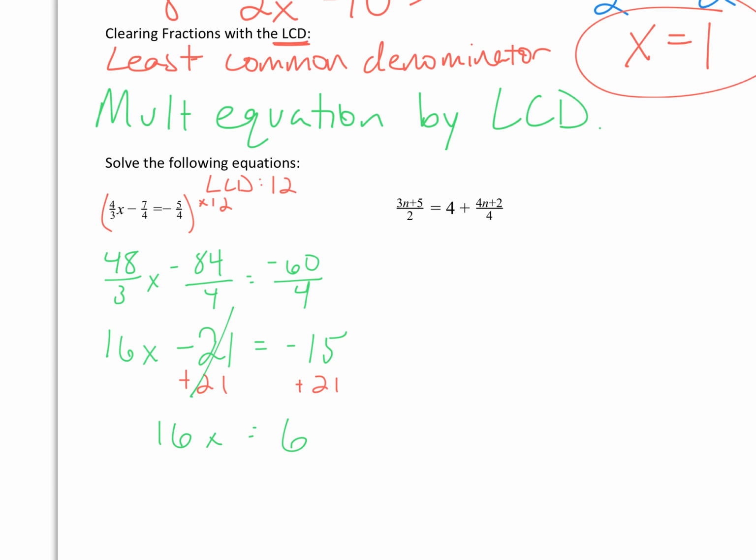From there, divide both sides by 16. We get 6 sixteenths. But we also know that can simplify a little bit. If I take a 2 out of the top and the bottom, I would get 3/8. So I always want to write my fractions in the simplest form, 3/8.